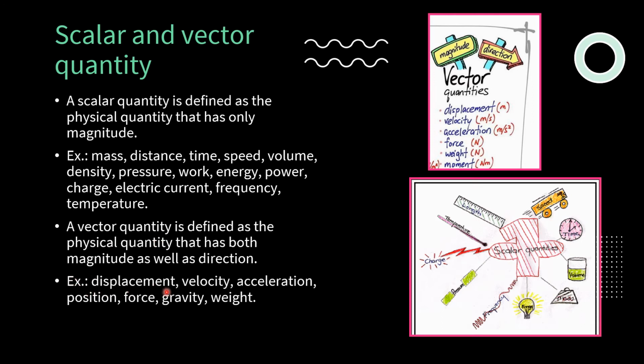Take for example displacement. Here we are talking about the path of travel from where to where. Then velocity, these quantities we will be learning hereafter. Velocity, acceleration, the position of an object, where it is, up, down, left, right. Then force, then gravity, then weight. All these are measured along with their direction. So all these quantities are called vector quantities.